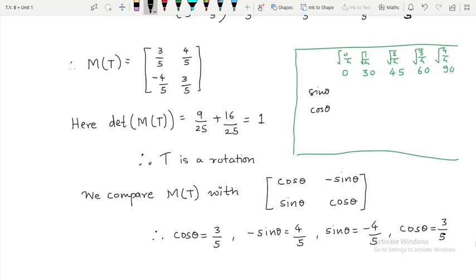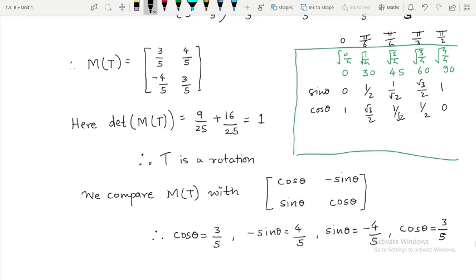So what will be my values? This will be 0. This is going to be half, I guess. It will be 1 upon root 2. This is going to be root 3 by 2. This is going to be 1. This is going to be 1. This is going to be root 3 by 2. This will be 1 upon root 2. This will be half and this will be 0. Right? So this is 0 radians. This is pi by 6. This is pi by 4. This is pi by 3. Yes, and this is nothing but pi by 2.